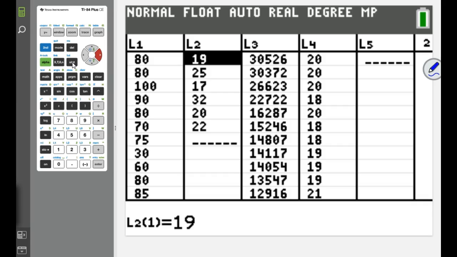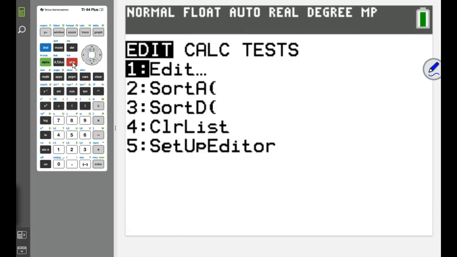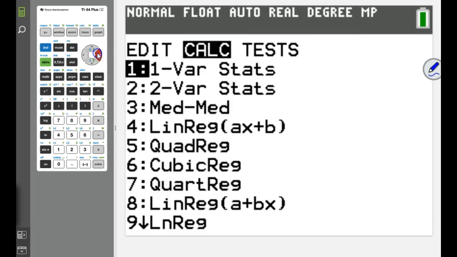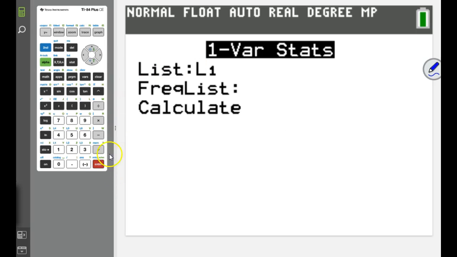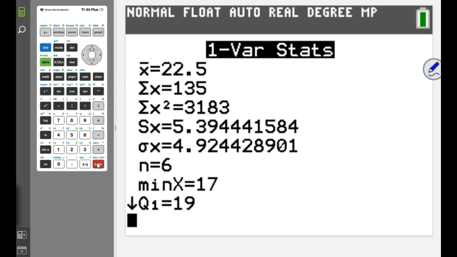Nobody? It was stat. Then what did we do? Over to the right and one variable stats. Yes, enter. And I am now in list 2, but you guys are still all in list 1 probably. We don't want a frequency list and we just want to calculate. All right, so it says the average is 22.5. The sum is 135. The sum of each one squared is this. The sum of each item squared is used to find standard deviation.